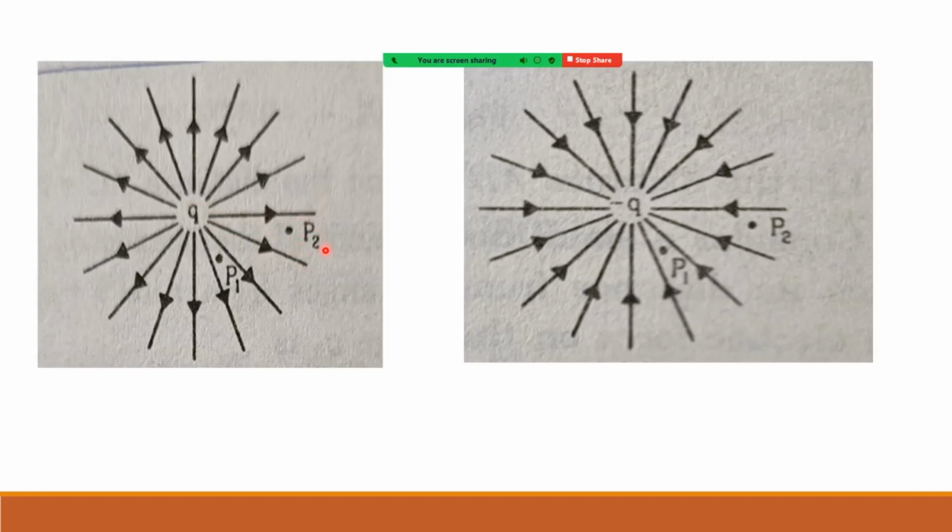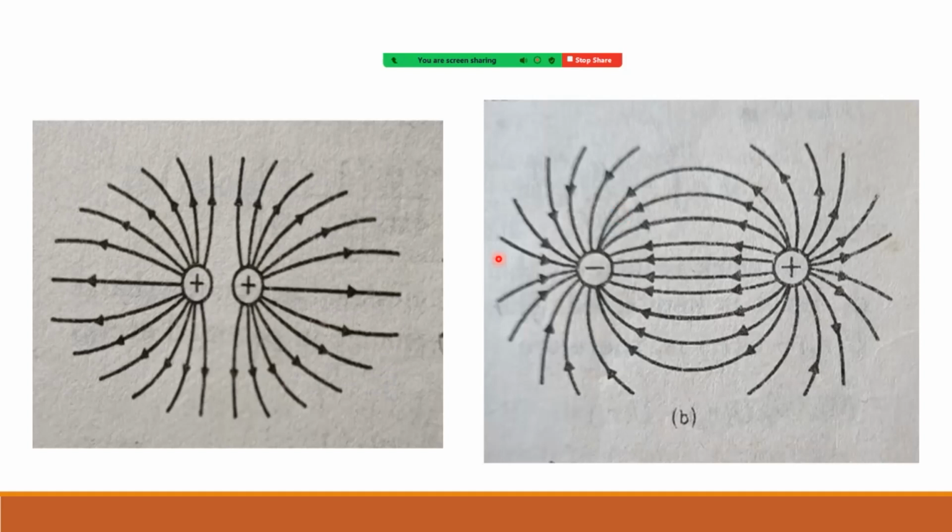Its meaning is strength of the field is decreasing. So less spacing, more strength. More spacing, less strength. Now see here, negative charge radially inwards. Next, two positive charges. So how field lines are. And this is a negative and positive charge. Field lines pattern like this.